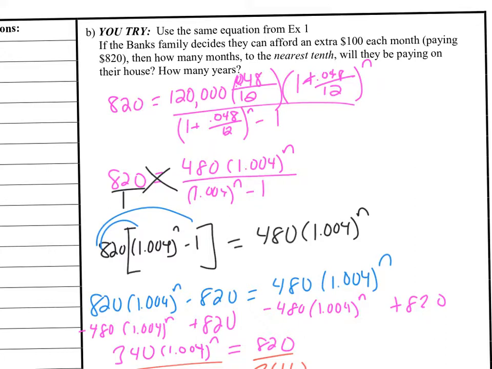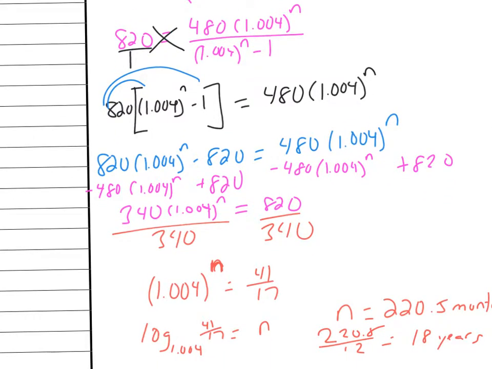Now we're going to subtract the 480 over. We're going to add the 820 to this side. That brings us to this part of the problem right here, I'm going to divide both parts by 340.